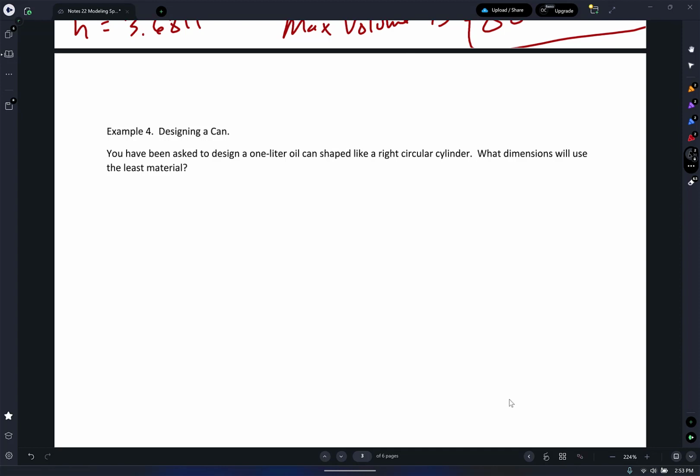No, it's by design. Look, these caps, they used to be big. Now look how small they are. You think they're doing this on purpose? I mean, they are doing it on purpose, obviously, but are they doing it to save the planet? Oh, maybe, but they're probably doing it for money. And this is what this is about, guys. Look, you've been asked to design a 1-liter oil can shaped like a right circular cylinder. What dimensions will use the least material? Ooh, you need to know about. Dang, do you guys know the metric system? No. But we can learn it. Okay.